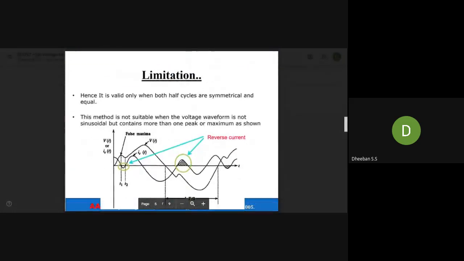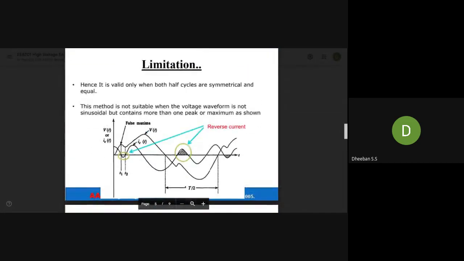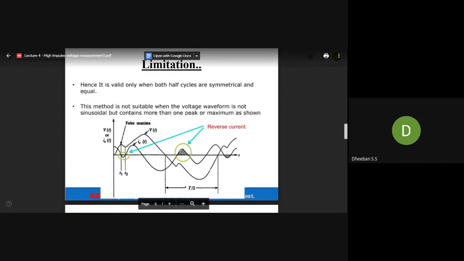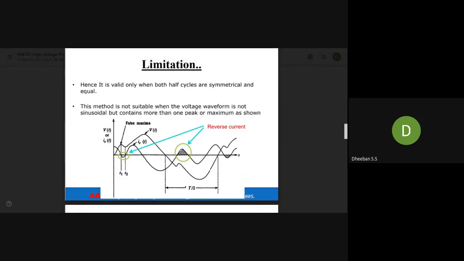The drawback is that it is valid only when both half cycles are symmetrical. So this method might fail in case of asymmetrical waveforms. Also, this method is not suitable when the voltage waveform is not sinusoidal, which indirectly corresponds to an asymmetrical waveform.